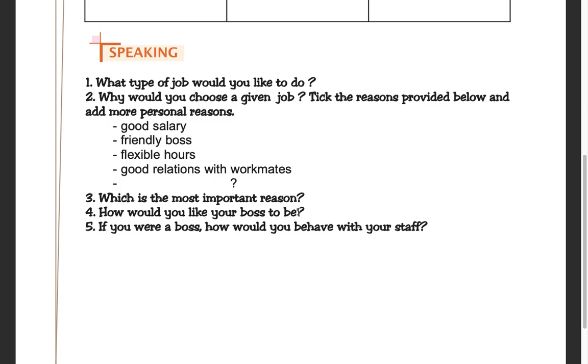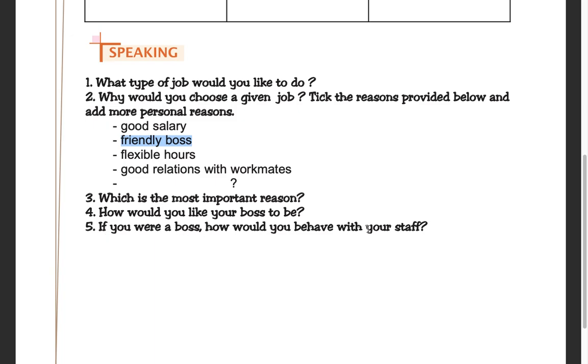So this depends on your own opinion. How would you like your boss to be? Definitely you need and you should have a friendly boss. Otherwise he or she will make your work harder, and your life too, as a result.